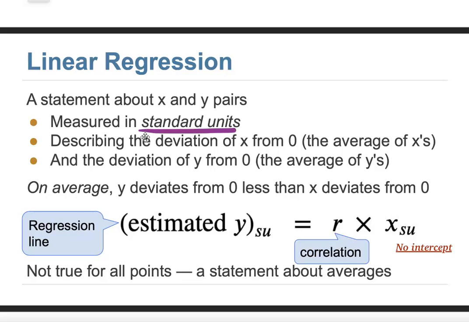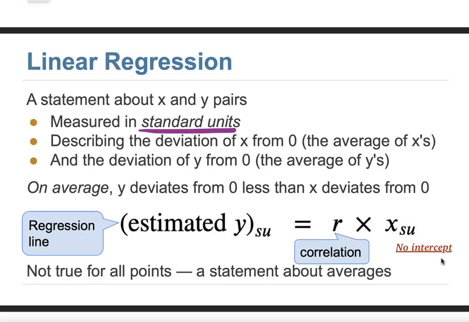From this scatter plot in standard units, we can find the regression line with an equation like this. The regression line has the estimated y, in standard units, equal to the correlation of x and y times x in standard units. From here, you will see the correlation r represents the slope of the regression line, and there is no intercept.